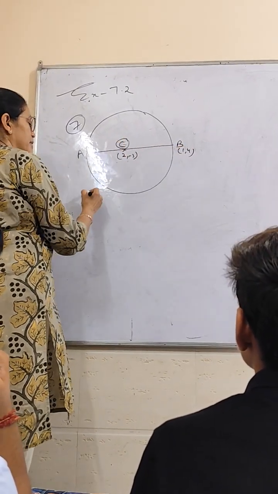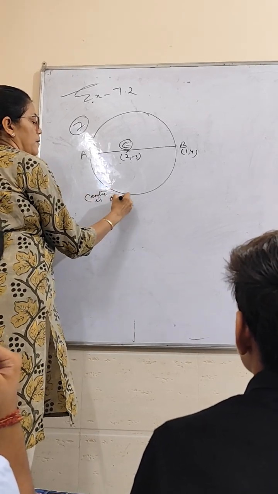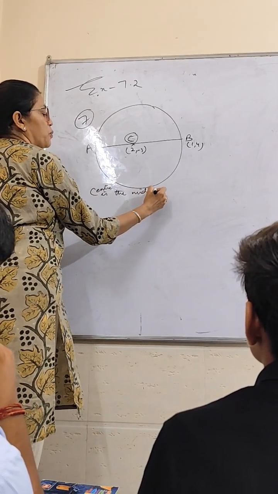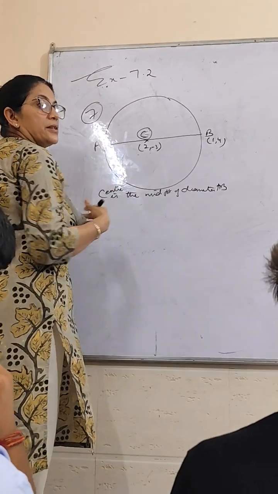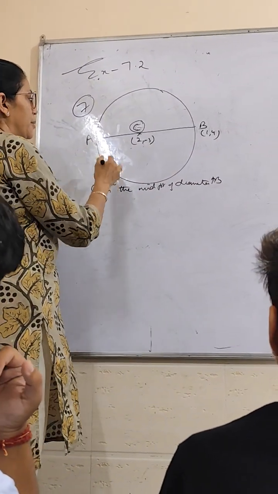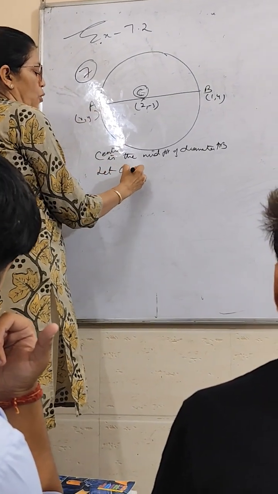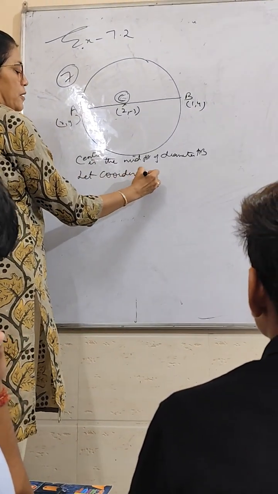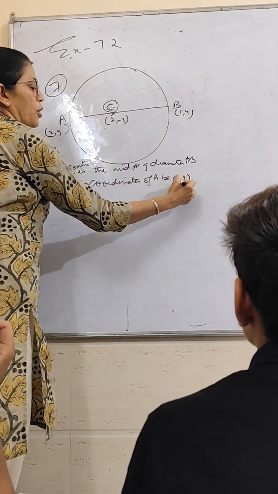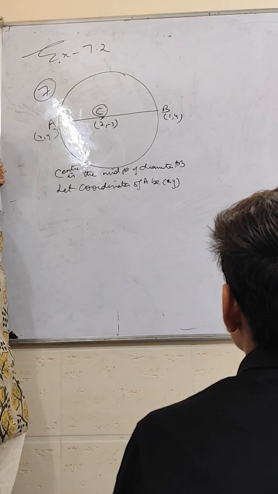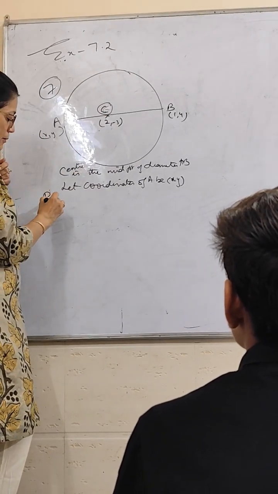So the center is the midpoint of the diameter AB. Let the coordinates of A be (x, y). Correct? Now since it is the midpoint, Arshpreet will tell me the midpoint formula.